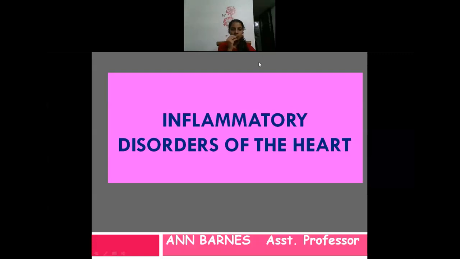So moving on to a new cardiac disorder, that is inflammatory disorders of the heart. Now inflammatory disorders of the heart are nothing but some of the major infections that are related to the heart. So before starting with the inflammatory disorders of the heart, we will see what are the layers of the heart.